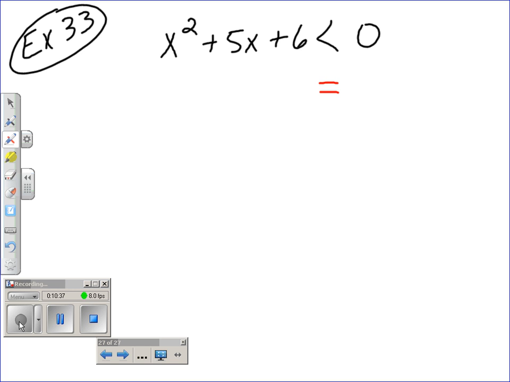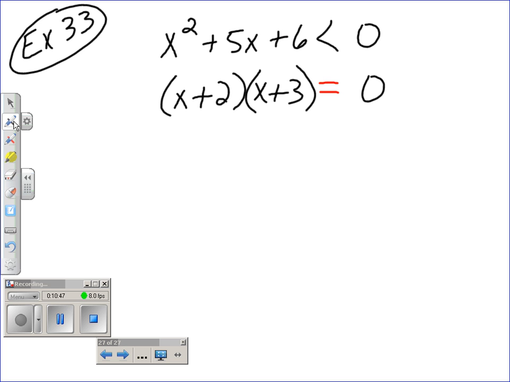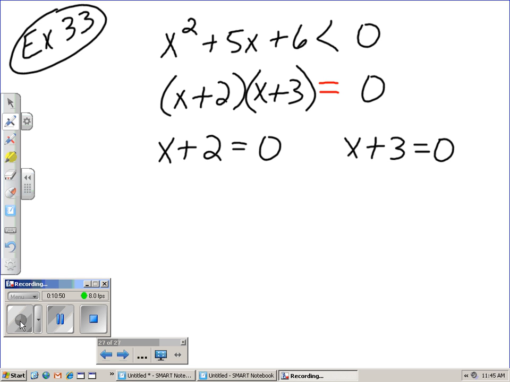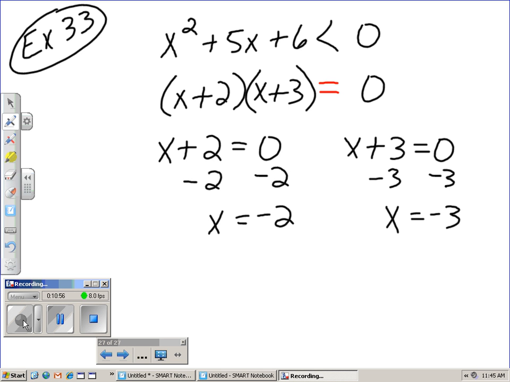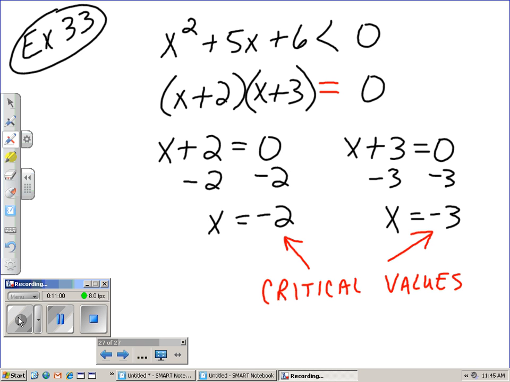Remember, we're going to pretend that's an equal sign, and we're going to factor. And you guys know how to factor by now, so we have (x + 2)(x + 3) equals 0. So we have x plus 2 equals 0, or x plus 3 equals 0. We solve each of these and get x equals -2 and x equals -3. And remember, these are called our critical values.